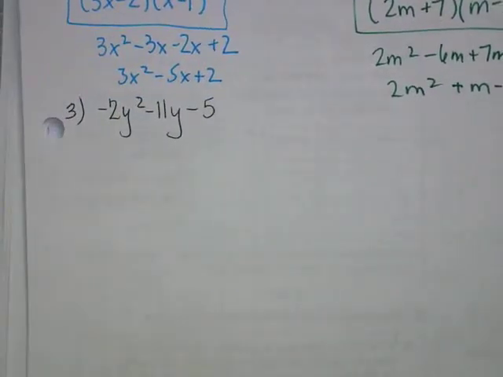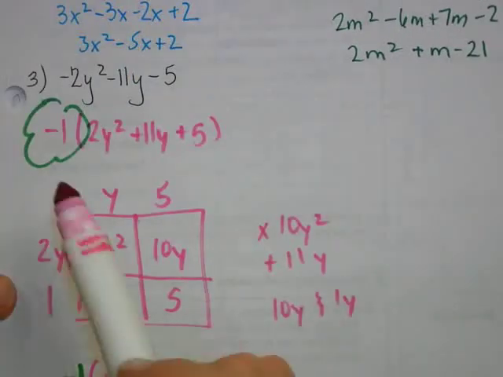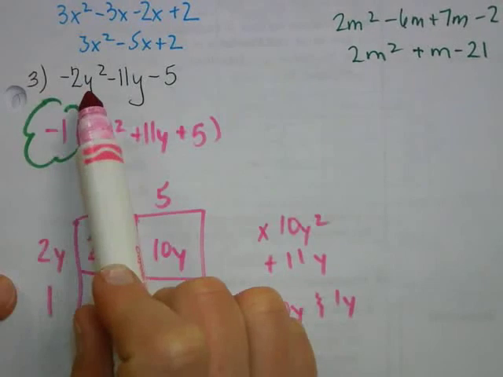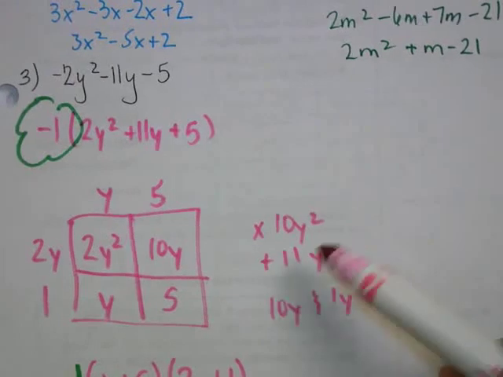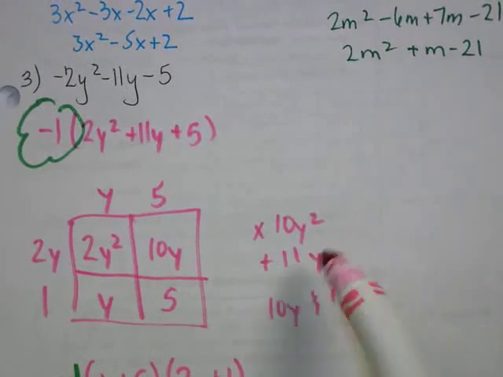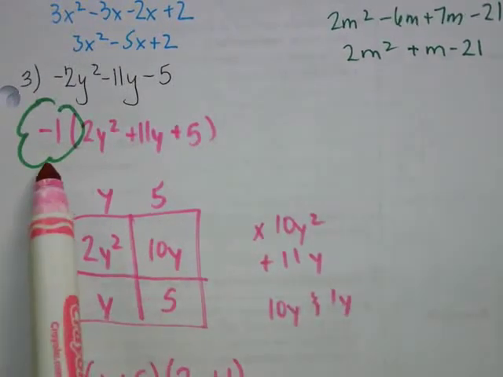Go ahead and pause and try it. Okay, so I factored out a negative 1 because my very first term, that a term, cannot be a negative, so I factored it out. Then I said what multiplies to 10y squared and adds to 11y? It's 10y and 1y. And I notice I put my green circle because when I write my two binomials, I need the negative 1 out in front.